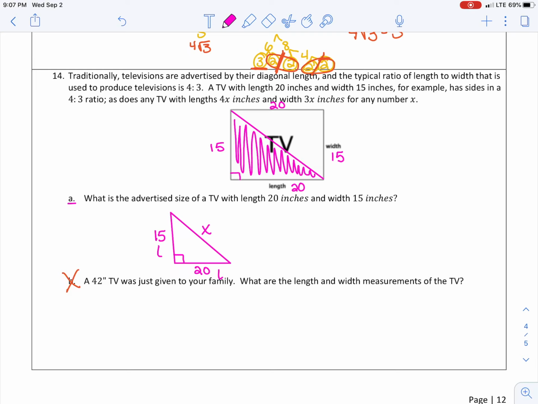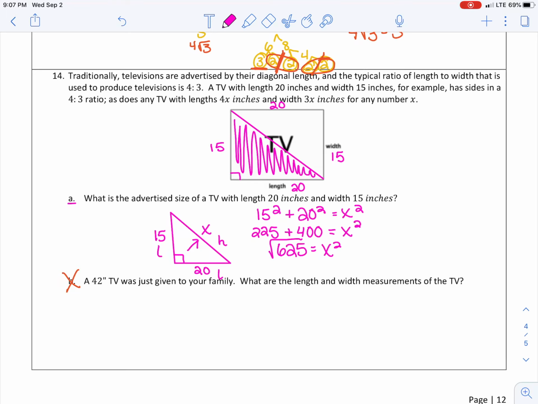We have a leg here, and this x is going to be our hypotenuse because it is across from that 90-degree angle. So we can just plug our numbers in. We have 15 squared plus 20 squared is equal to our hypotenuse squared. 15 squared is 225, and 20 squared is 400, and that's equal to x squared. So we get 625 is equal to x squared.